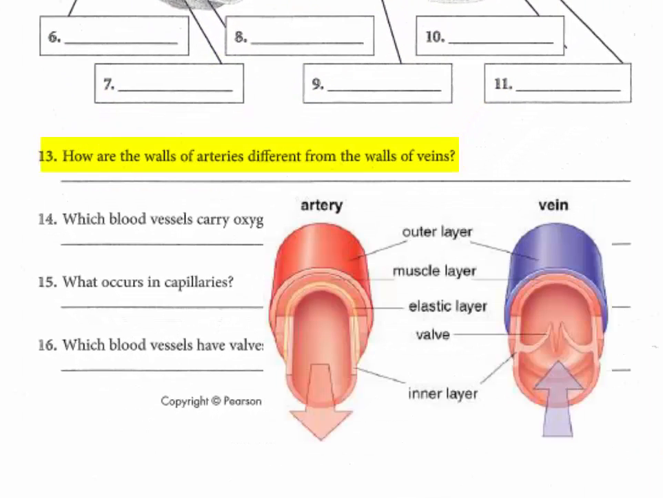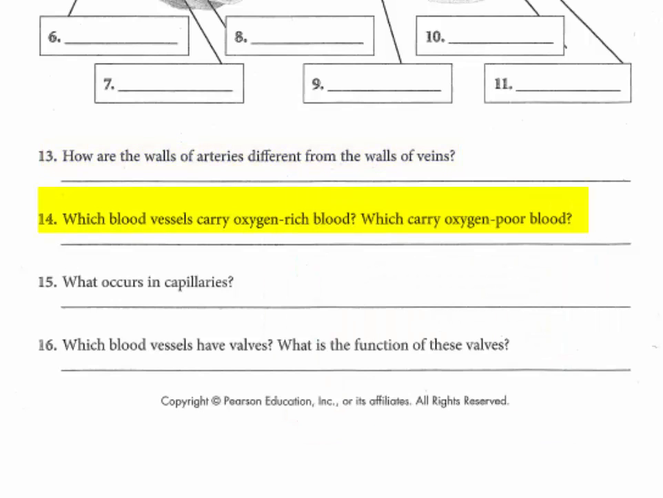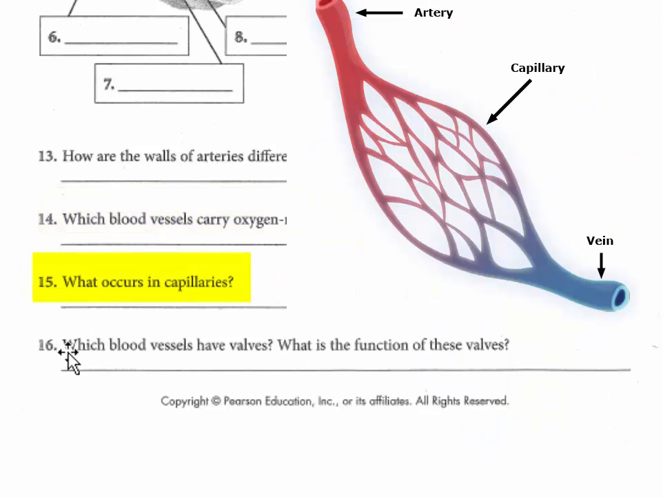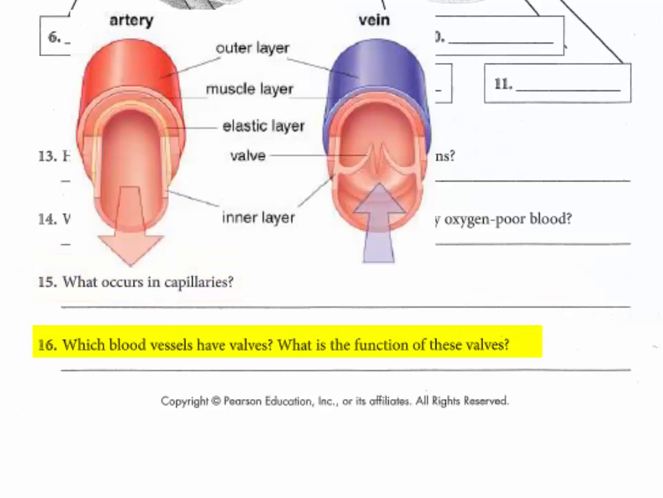13, how are the walls of arteries different from the walls of veins? 14, which blood vessels carry oxygen-rich blood? Which oxygen-poor blood? 15, what occurs in capillaries? 16, which blood vessels have valves? What is the function of these valves?